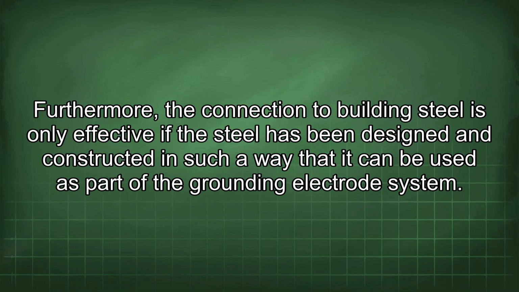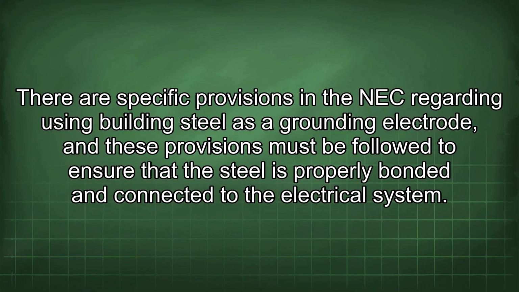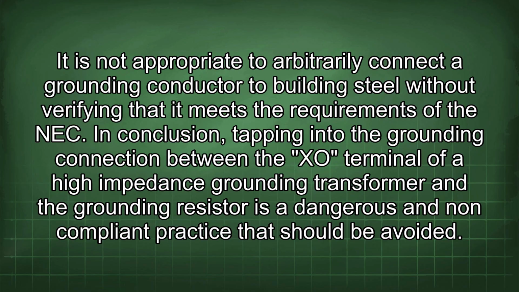Furthermore, the connection to building steel is only effective if the steel has been designed and constructed in such a way that it can be used as part of the grounding electrode system. There are specific provisions in the NEC regarding using building steel as a grounding electrode, and these provisions must be followed to ensure that the steel is properly bonded and connected to the electrical system. It is not appropriate to arbitrarily connect a grounding conductor to building steel without verifying that it meets the requirements of the NEC.